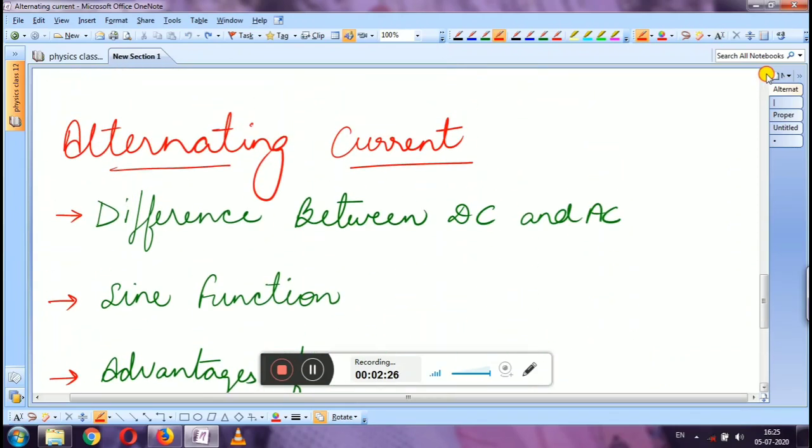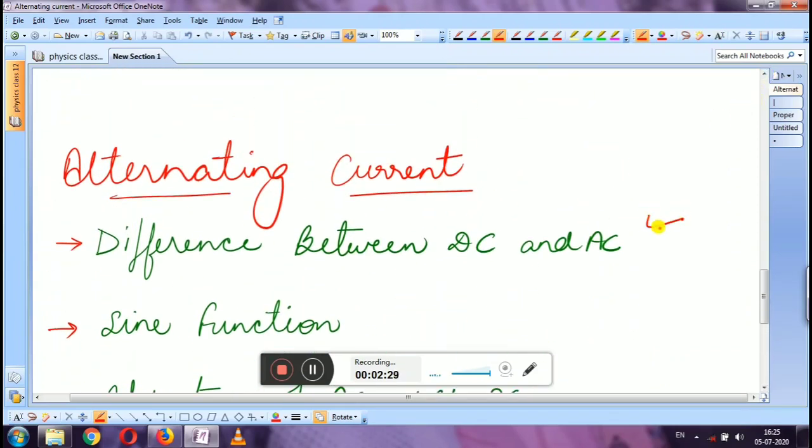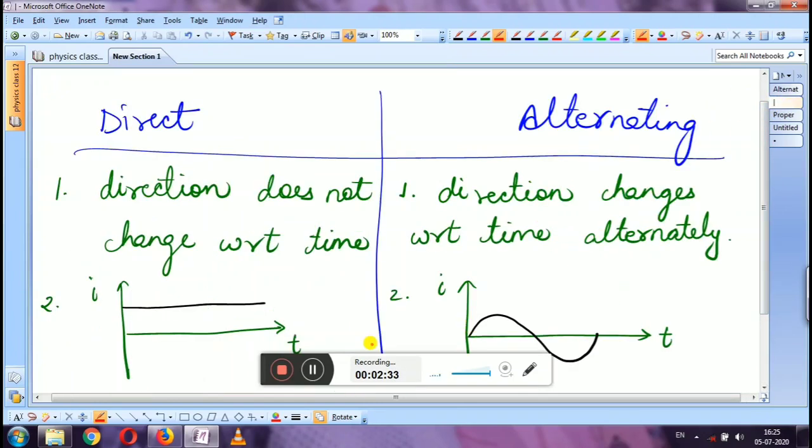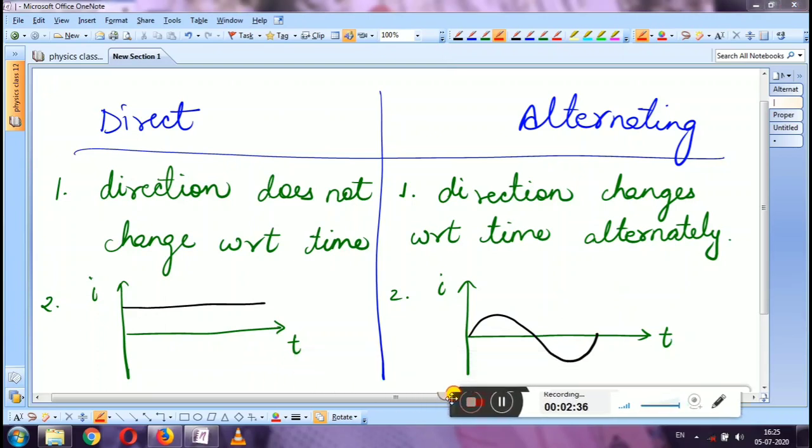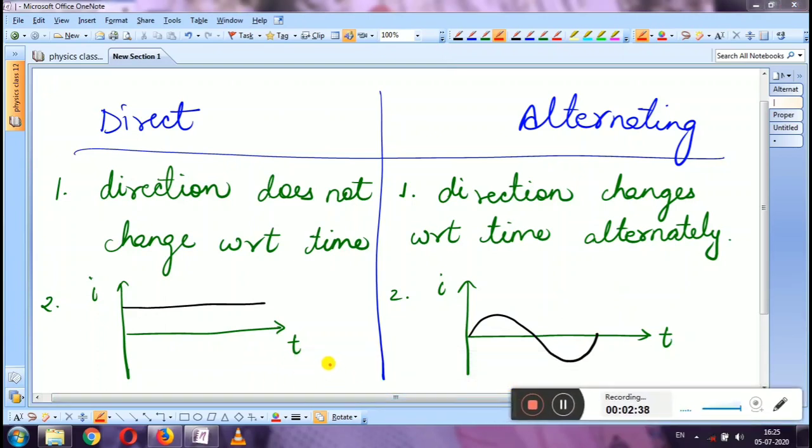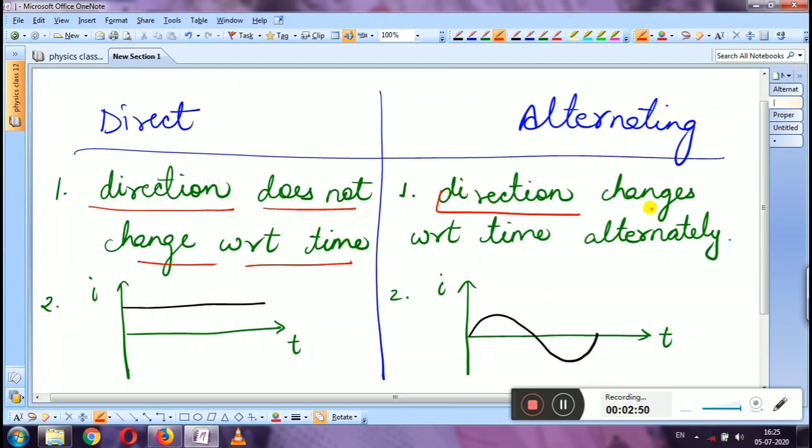So we are starting with our first point, which is difference between direct current and alternating current. So the basic difference between direct current and alternating current is about its direction. Like you can see here, in case of direct current, direction does not change with respect to time, while in case of alternating current, direction changes with respect to time. And in what way? Alternately. Alternately, the direction of alternating current will change.